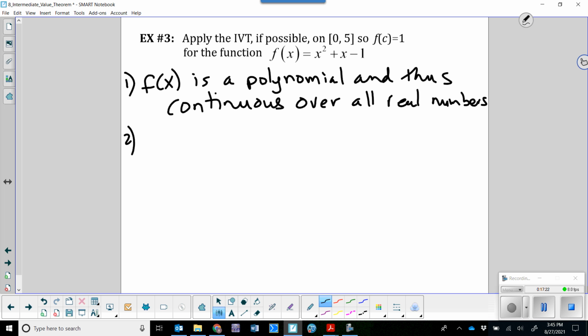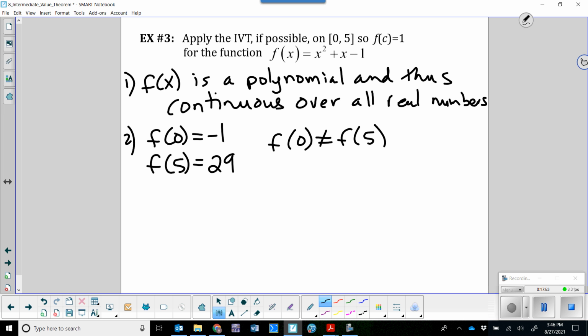Second thing I'm checking is, let's find out what the two values are for f of 0 and f of 5. Okay, so f of 0, we plug in 0, we're going to get -1. If we plug in 5, we're going to get 5 squared is 25, plus 5 is 30, minus 1, 29. And we are looking for those two things to not be equal. So f of 0 does not equal f of 5, so we're good.